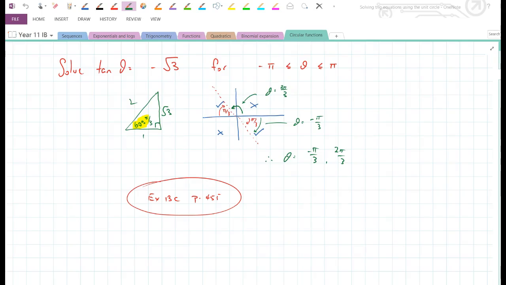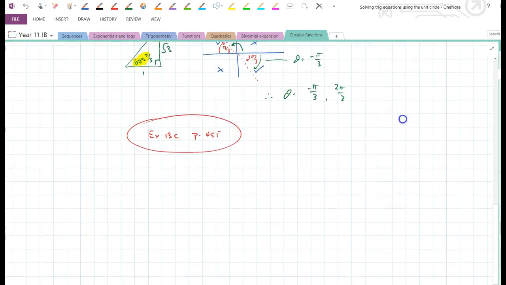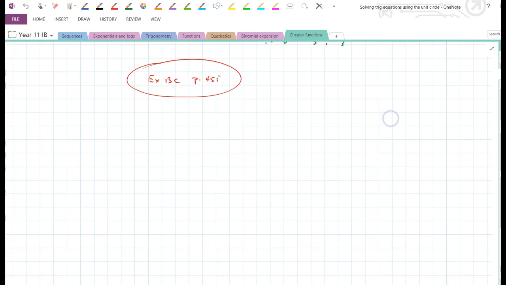Okay, this screencast is going to be looking at solving some more trig equations. We're looking at just some variations now. So I'm just going to take some examples straight out of the textbook, page 455, on solving trig equations.